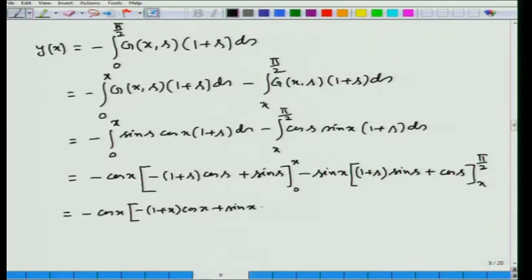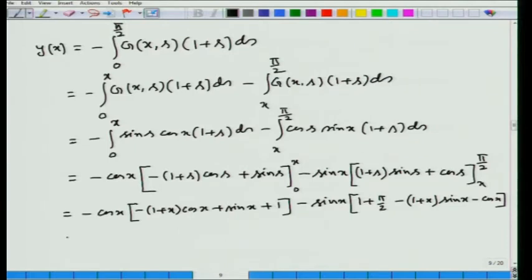Cosine 0 is 0. So, this will be plus 1, and no contribution from the sin s term, then minus sin x, this will be (1 plus pi by 2) into 1, since sin s is 1, and there is no contribution from cosine, since at pi by 2 it is 0, and then minus (1 plus x) sin x minus cosine x.